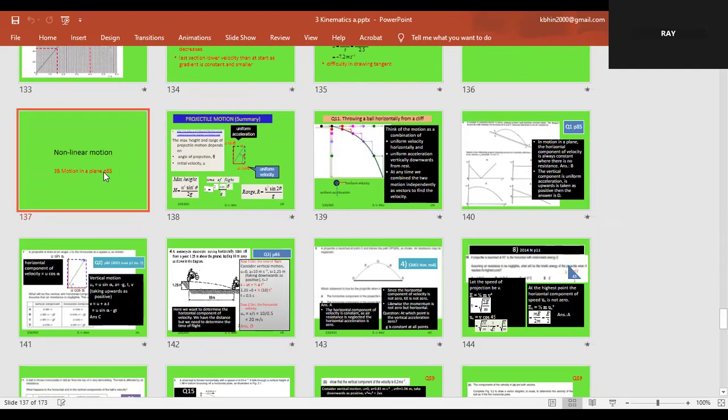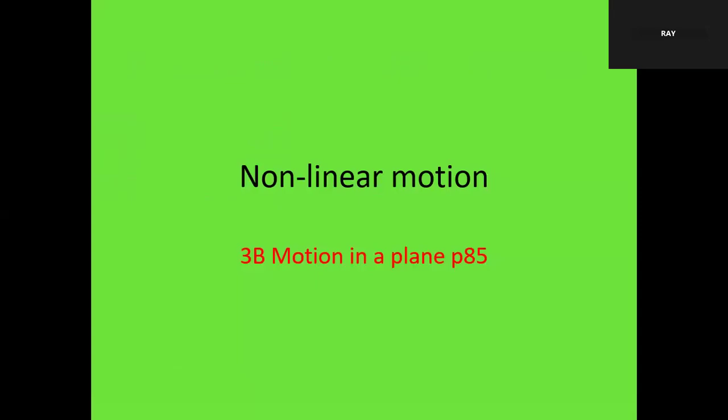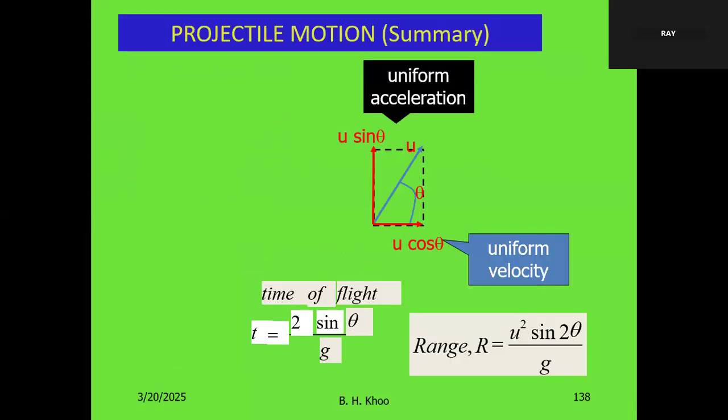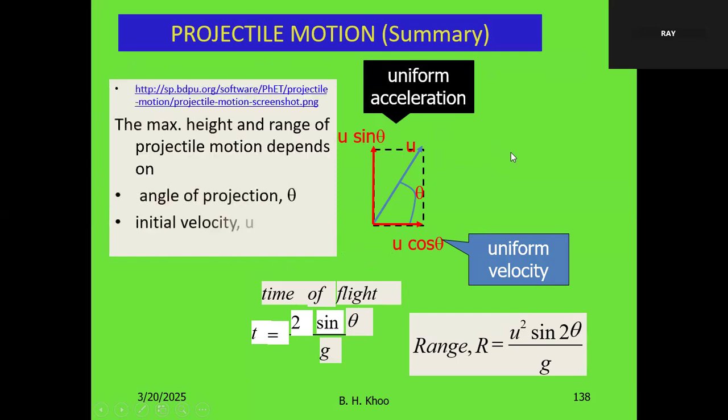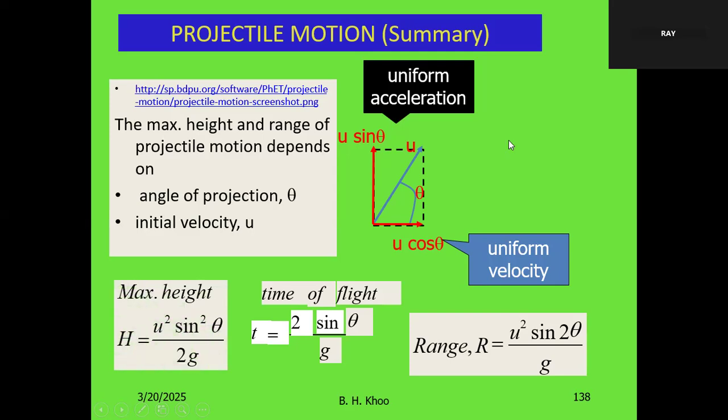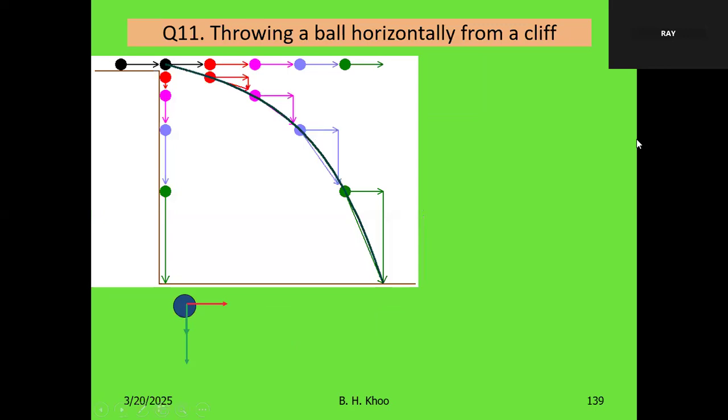Okay, let's go to review. I don't think we have much time to cover. Non-linear motion. Make sure you know how to resolve the components. The components are u cos theta and u sin theta. Theta is the angle of projection, u is the initial velocity. And maximum height. These are equations. Don't memorize, know how to derive that.